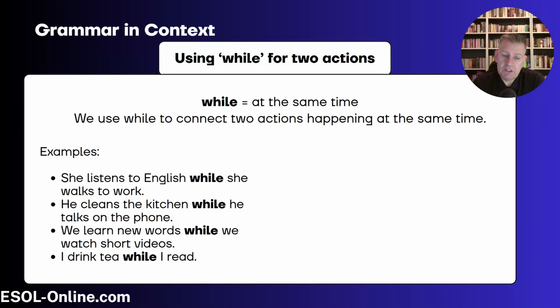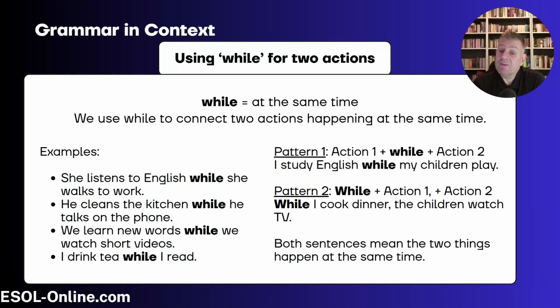He cleans the kitchen while he talks on the phone. We learn new words while we watch short videos. I drink tea while I read. It's a linking word. And there's 2 different ways that you can use while. You can use it in the middle of a sentence. So the first action, the first part, plus while, and then the second part.